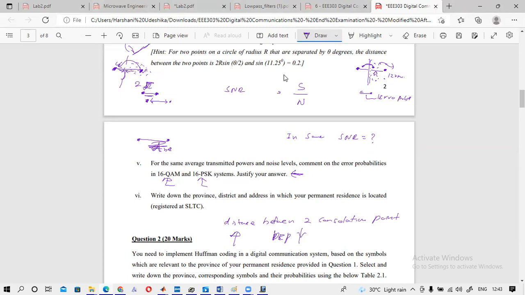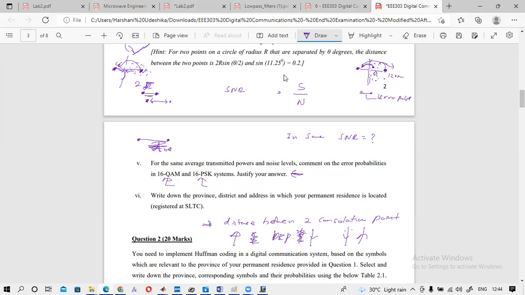But what happens if the distance is lower? There is a high probability that a point shifts from this region to that region. So if the distance between two constellation points is very low, the error probability will be very high. Here, the error probability will be very low.